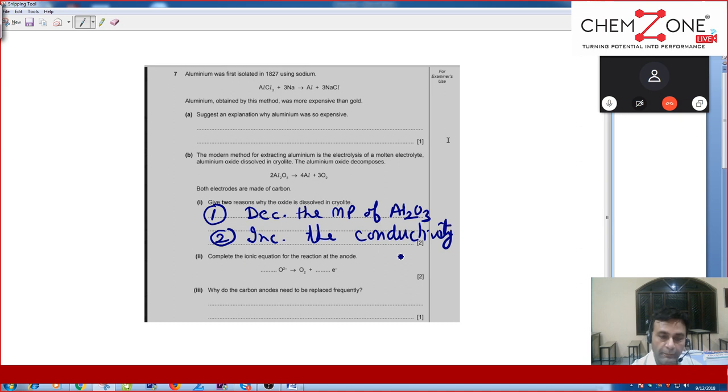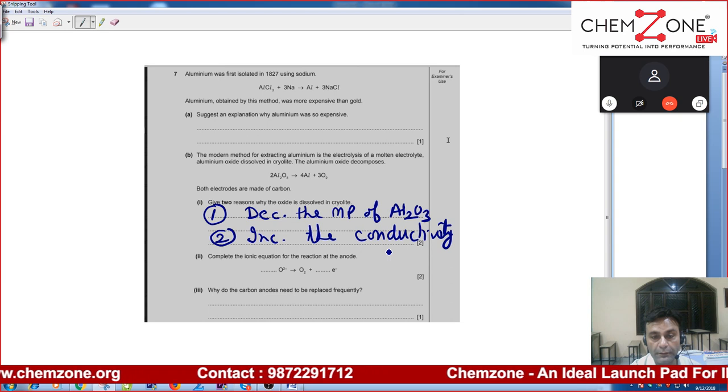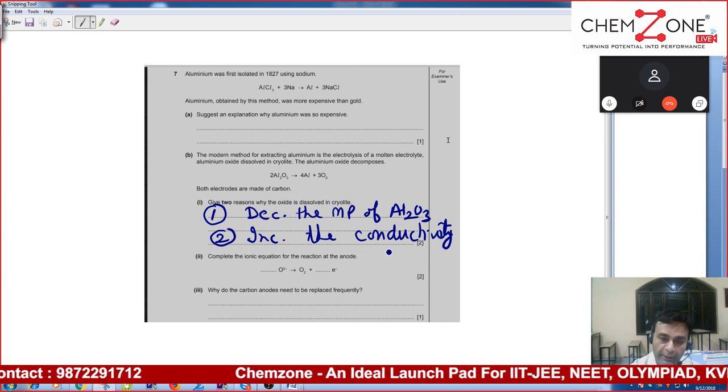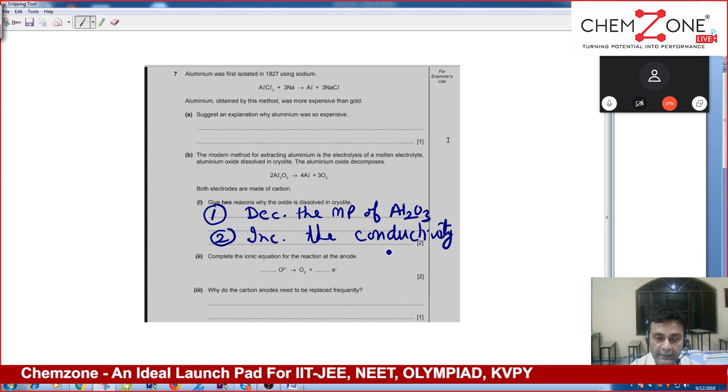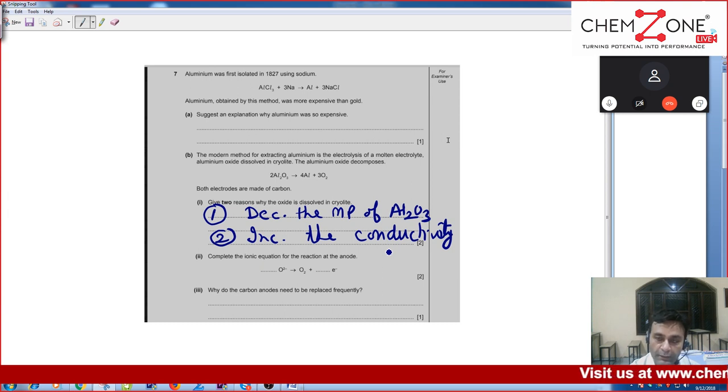How would it decrease the melting point? It's a property of the cryolite. Any compound that gives ions decreases the melting point. You can add any other compound here also, but that should be ionic in nature. It is just like this: if we add some salt to water, the boiling point increases. And if you add some salt to water, the freezing point is depressed.